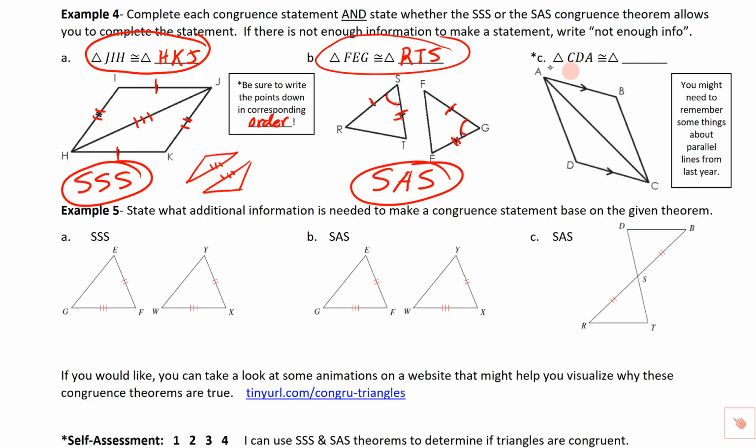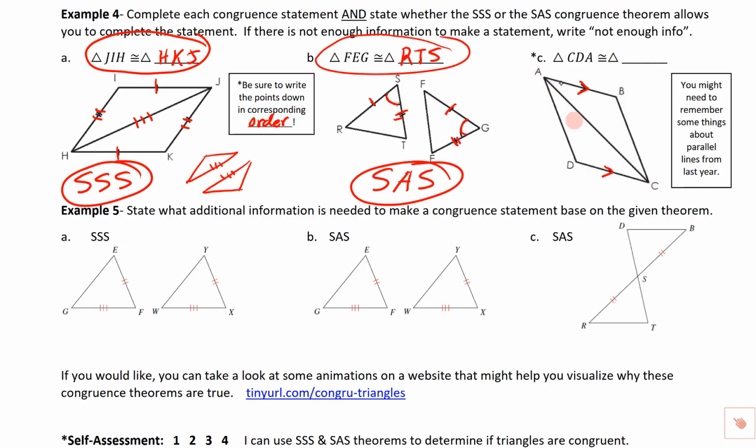Okay, let's take a look at example C here. It says triangle CDA is congruent to another triangle. Let's see what we've got here. And there's a little reminder here. It says you might need to remember some things about parallel lines from last year. Well, remember from last year that if we've got parallel lines, which these are, now this does not mean these are congruent. If you've got a little arrow on those, that means that they're headed in the same direction. That means they're parallel. And what we have here is a little transversal cutting across right here.